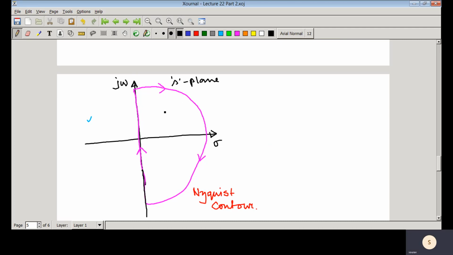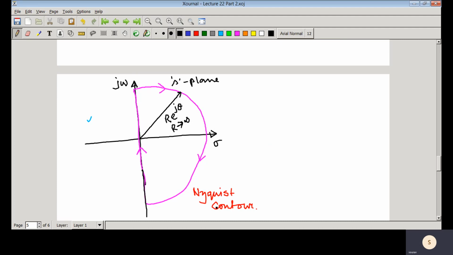Here I have shown it by a semicircle. Basically this particular radius is r e to the power j theta if I represent it in the complex plane, and here r is tending to infinity, and theta is varying from plus 90 to 0 to minus 90. So that means it covers the whole closed right half of the S plane.